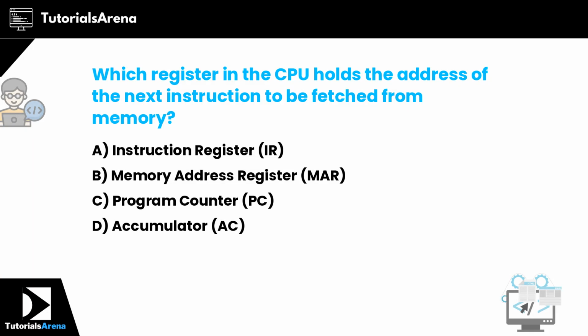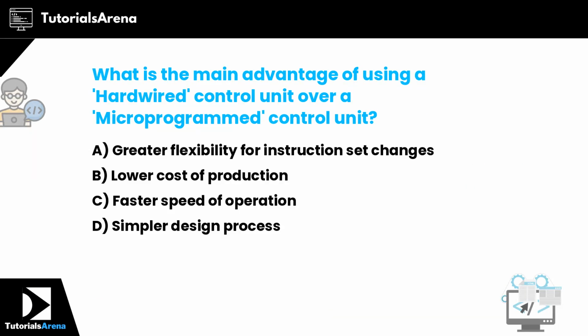Which register in the CPU holds the address of the next instruction to be fetched from memory? The correct answer is option C, program counter, PC. What is the main advantage of using a hardwired control unit over a microprogrammed control unit? The correct answer is option C, faster speed of operation.